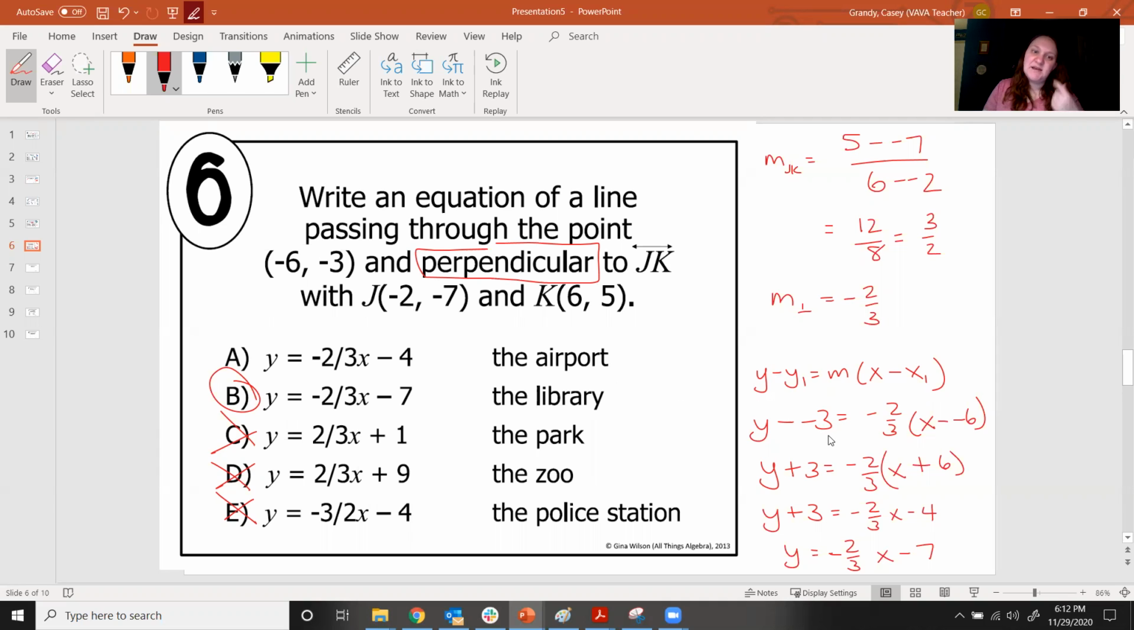So I plugged in a -3 for y1 and a -6 for x1. Anywhere I see a minus and negative, I turn that into a plus. I distribute the 2/3, and then I subtracted 3 from both sides. So I got -2/3 x minus 7, so the answer is B.